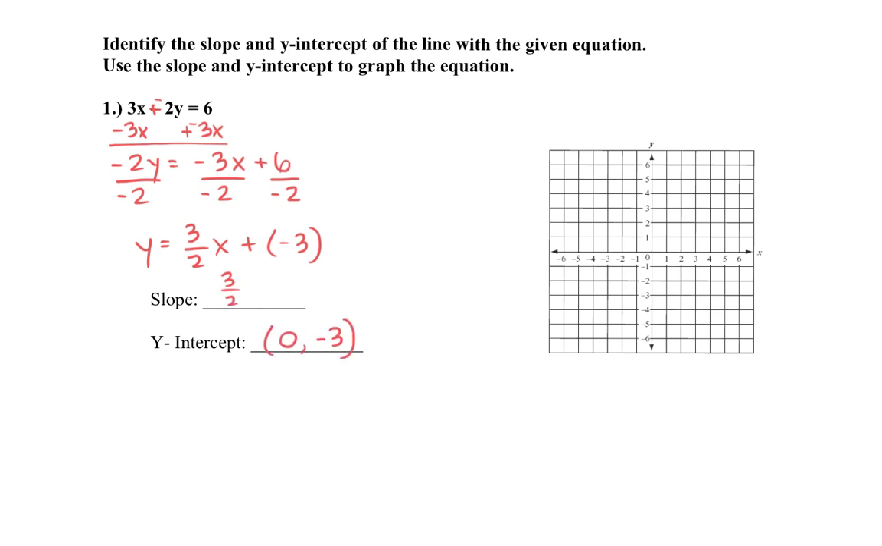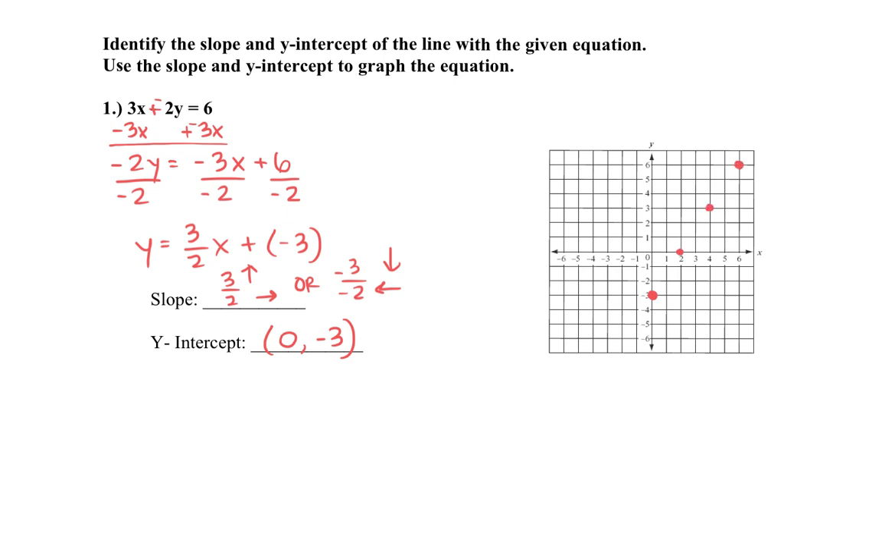And again, I cannot identify the slope and the y-intercept until it is in slope-intercept form, which is why that's the first thing I have to do. But now I can go ahead and plot the y-intercept on there, because that is always my starting point. And from there, I'm going to count my slope. So I can count up 3 and right 2. Or you could think about the slope as -3 over -2, and then you would be counting down and left.